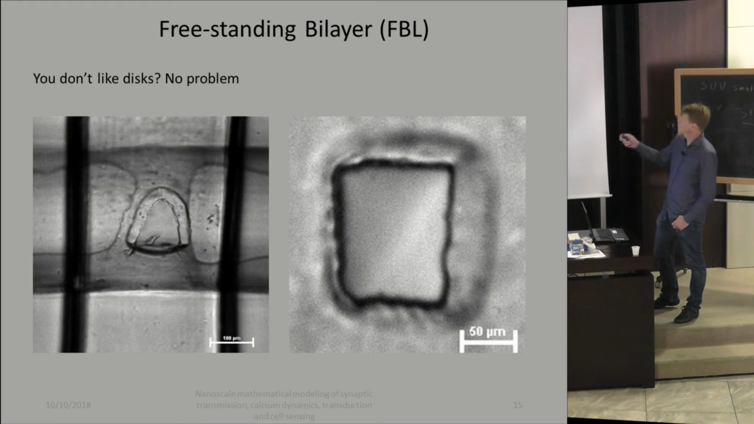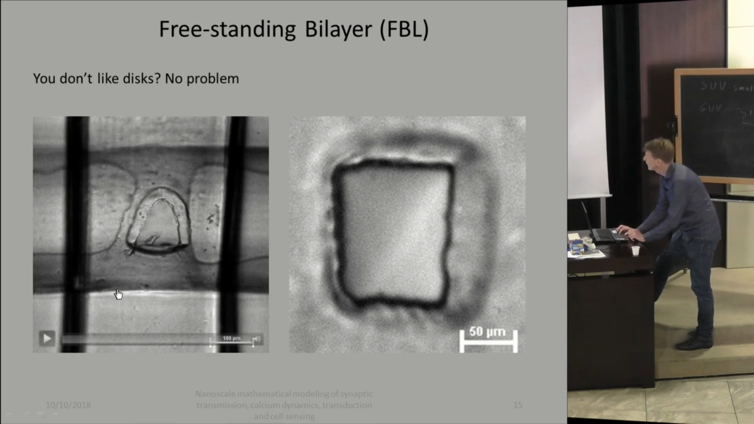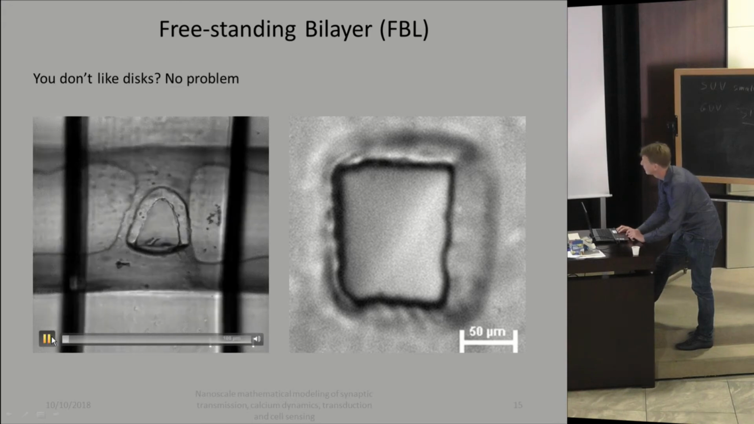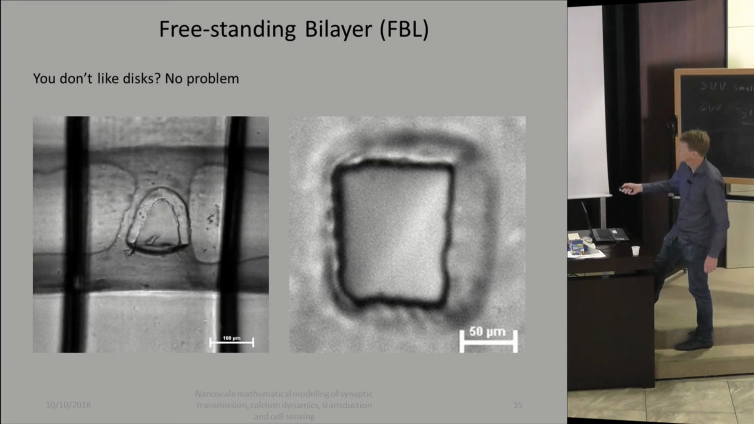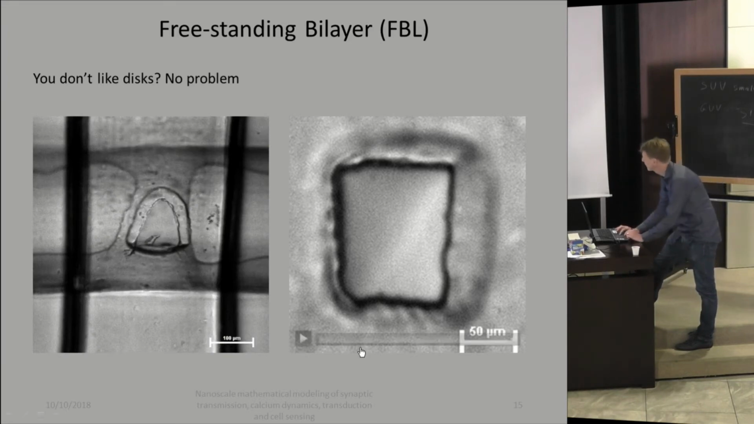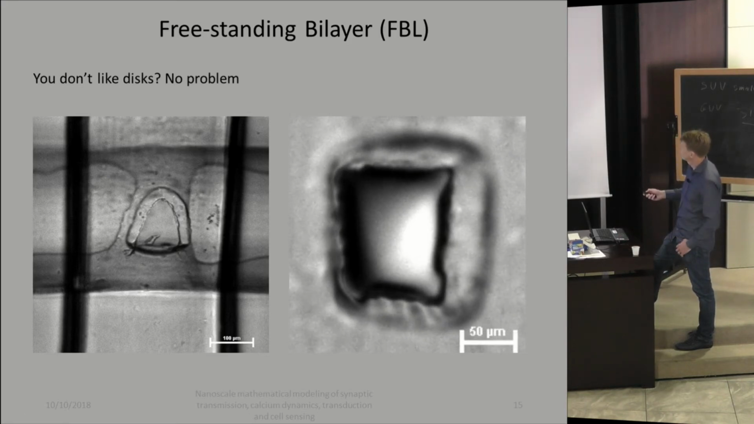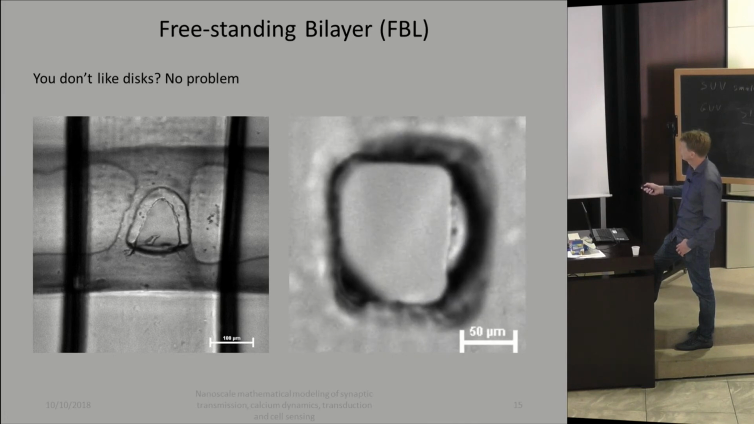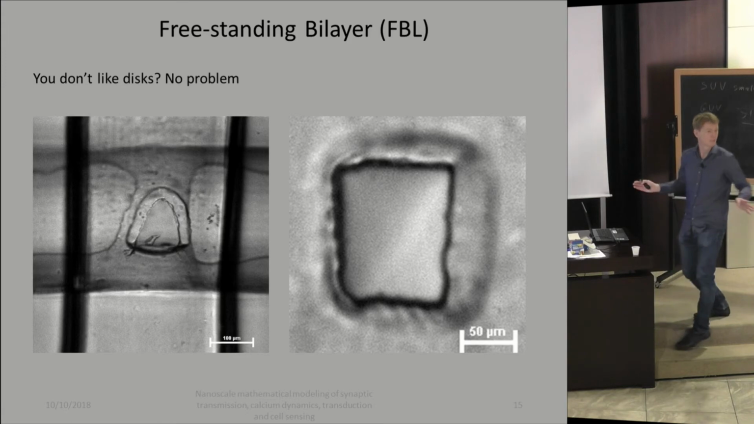If you don't like disks, we can do any shape you want with a 3D printer. If you want a triangle, I think I saw this movie was working, so hopefully you'll see. Yeah, it's working. So here up, you see it appeared and it took the shape of a triangle. If you want to do a rectangle, you can. See, it's thinning, and all of a sudden, boom, and then at the end, you have a rectangular bilayer. It's just for fun, it's useless.